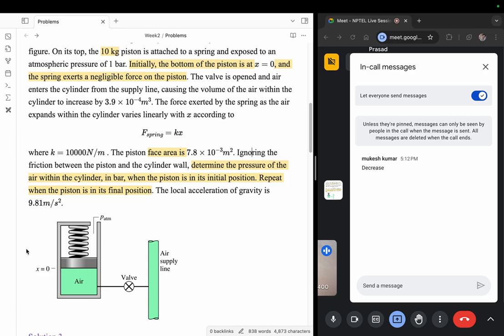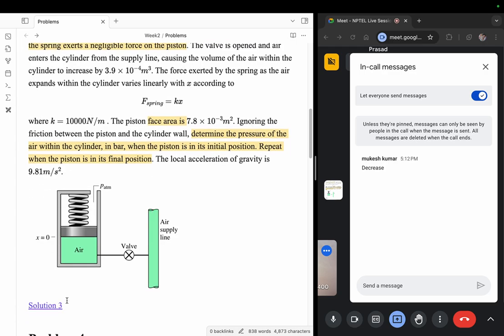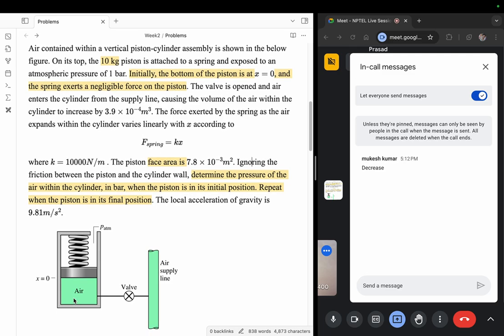Previously, when the piston is at x equal to 0, you do not have any force from the spring. But now you will have another force from the spring given by this particular equation, k times x. You know the k value. So how do I calculate the x? How do I know how much the piston will displace? If you can calculate that, then you can calculate the spring force.